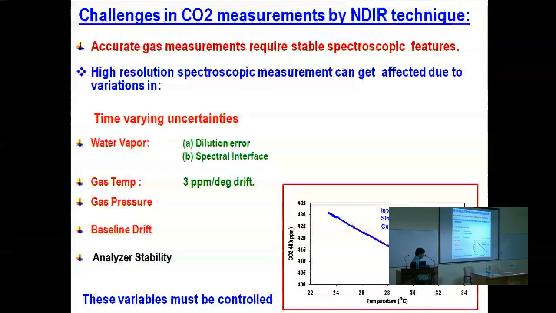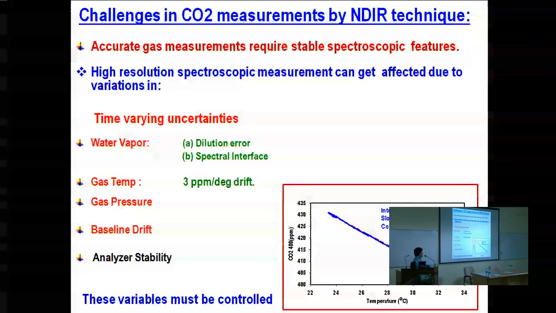So, for making accurate measurements with this technique, we need to control a lot of uncertainty parameters. Some of these are water vapor, gas temperature, gas pressure, baseline rate, and laser stability. I will only emphasize water vapor. Water vapor can introduce error in our atmospheric data by dilution error and spectral interference.